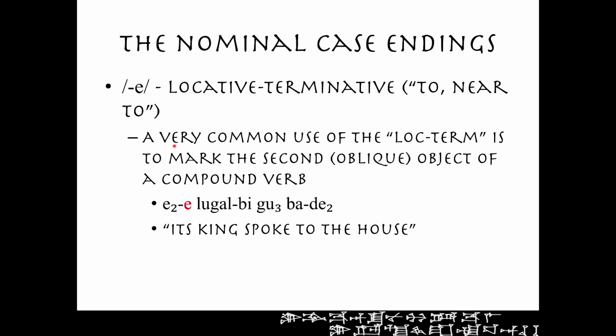So, a very common use of the loc term is to mark the second, what we call the oblique object of a compound verb. Remember we talked about compound verbs in the last lesson. Compound verbs are like what we see here with guthrie detu. Guthrie detu means to say or to speak, because guthrie means voice, detu means to pour out, and they put those two together. Like ki ong tu, we saw that last week.